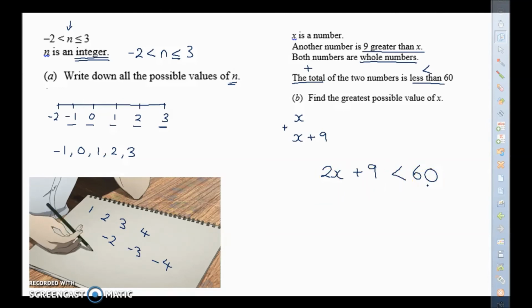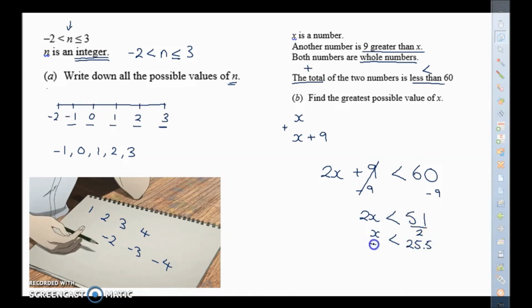Now we've got an inequality we can solve, and you might think, I don't know how to do that, but it's just the same as an equation, just the same way. If you had an equal sign here, it's the same method. So I'll show you the method. You would take away 9 from both sides. So 9 take away 9 cancels out, and you're just left with the 2x. So 2x has got to be less than 60 take away 9, which leaves us with 51. And now we know that 2 times something has got to be less than 51. Let's divide both sides by 2. So 2x divided by 2 is 1x, but 51 divided by 2 is going to be, well, half of 50 is 25, and half of 1 is 0.5.